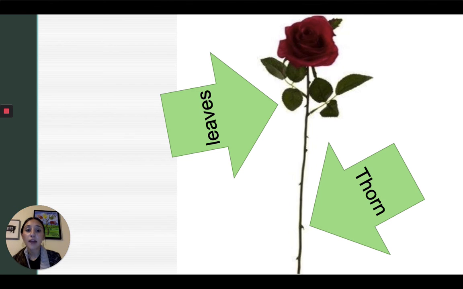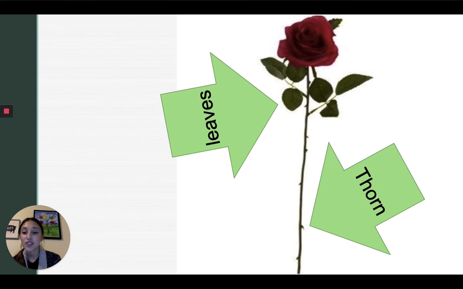Then we also have leaves, and sometimes flowers have thorns. If you remember when we talked about cacti or a cactus, those have thorns too, and remember that those thorns protect a cactus from being eaten by different animals. And it's kind of the same thing with these flowers as well. It helps to protect that rose there.